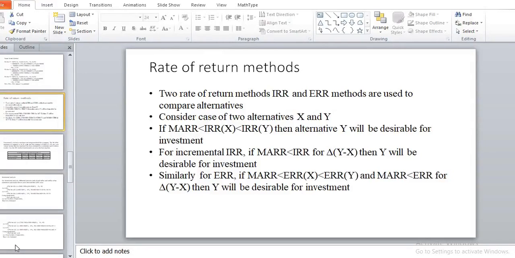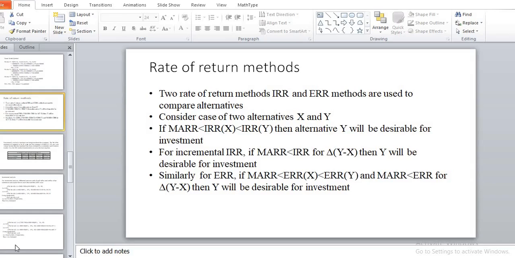In the last video we discussed the different methods for comparison of projects, and we solved numericals by comparing the different methods: present worth, future worth and annual worth. Now with this comparison we shift towards the next method, rate of return methods.